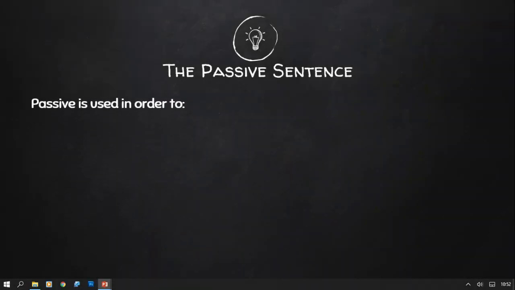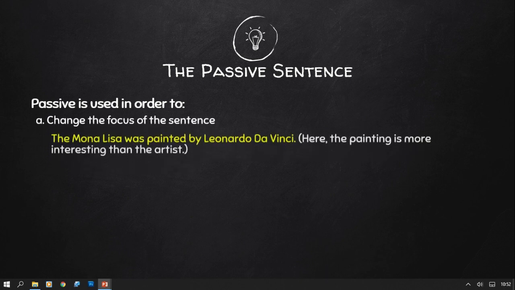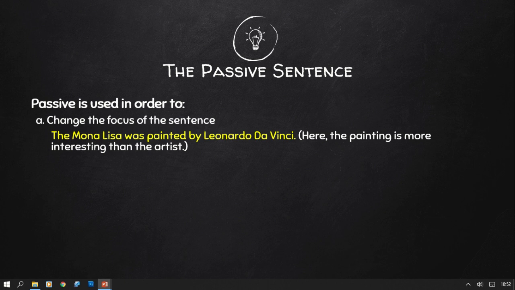The passive sentence is used in order to change the focus of the sentence. Whoever is placed first, in the beginning of the sentence, becomes the focus of the sentence. Look at this one. The Mona Lisa was painted by Leonardo da Vinci. In this sentence, it is not the painter who is more interesting. It's the painting. Therefore, instead of putting Leonardo da Vinci painted Mona Lisa, they reverse the places of the doer, Da Vinci, and the object, the Mona Lisa.